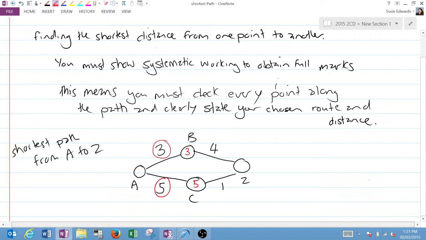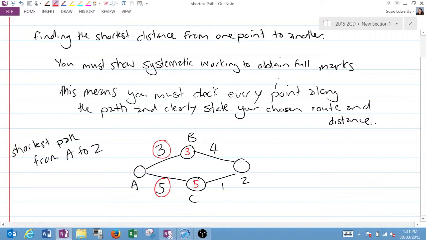And so the numbers inside those nodes, that's your systematic working. If you want full marks in a test question, you need to show these numbers. All right? Now we look at what's the quickest way to get from A to Z. We could go 3 plus 4, and what would that be? 7, yes. Or we could go A, C, Z, and what would our answer be there? 6. So which one's the shortest one?